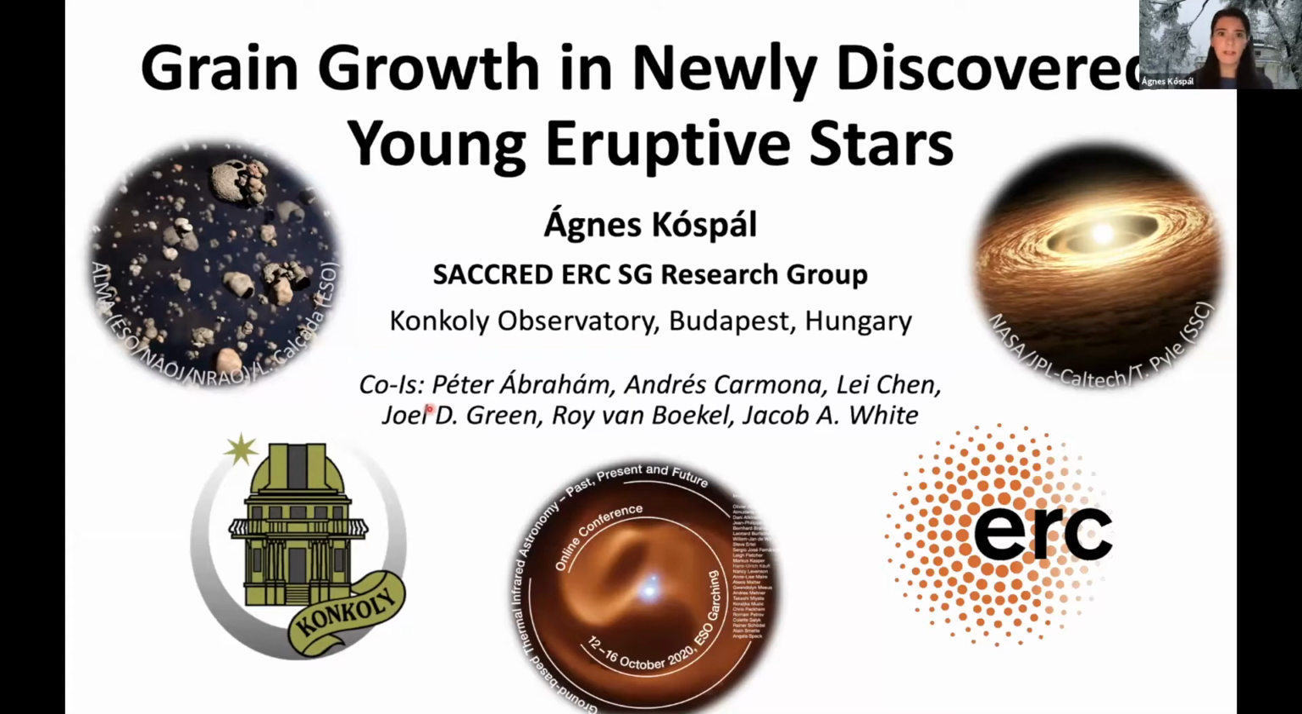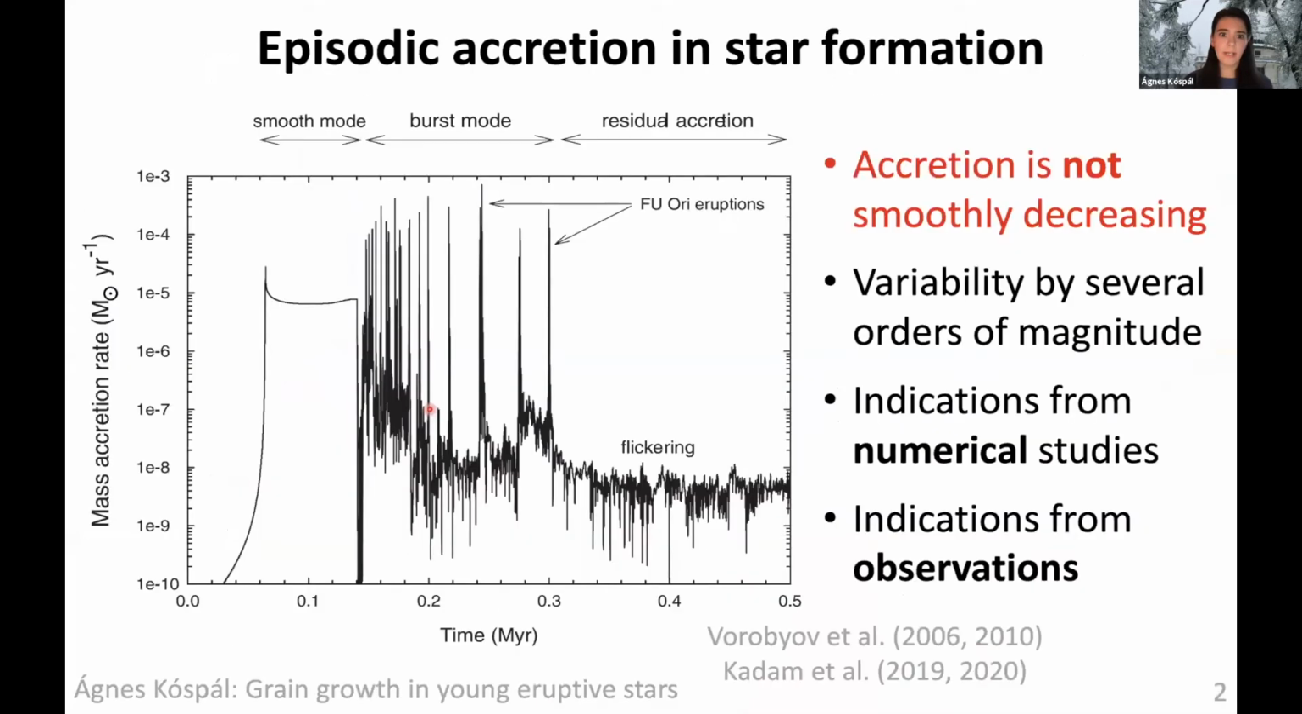To give you a very brief introduction, I would like to remind everyone that accretion during star formation is not a smooth process. It is not even smoothly decreasing. In reality, accretion varies by several orders of magnitude. And how do we know this? There are indications for this from numerical studies.